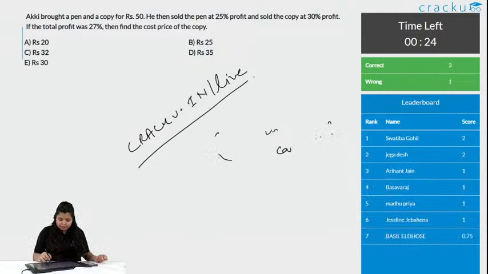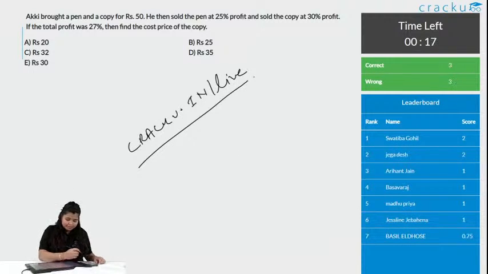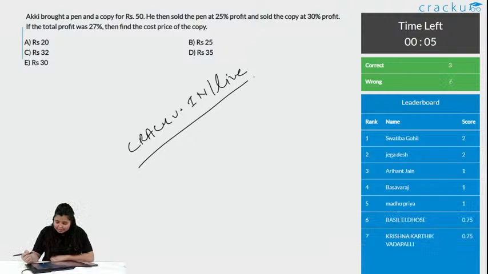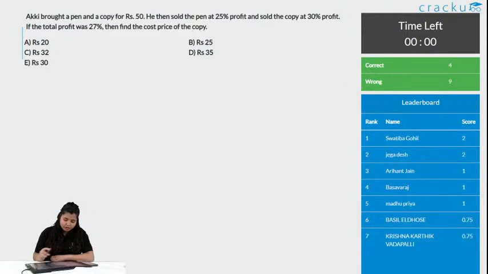25 seconds remaining, and we have 3 correct answers and 1 wrong answer. Let us see. Okay, with this we have 4 correct answers and 9 wrong answers. Let us see how we solve this.